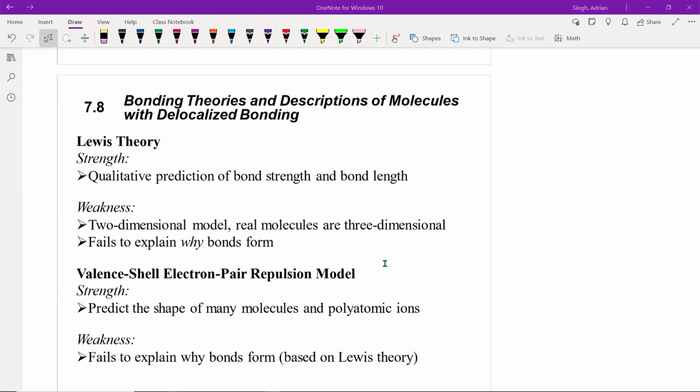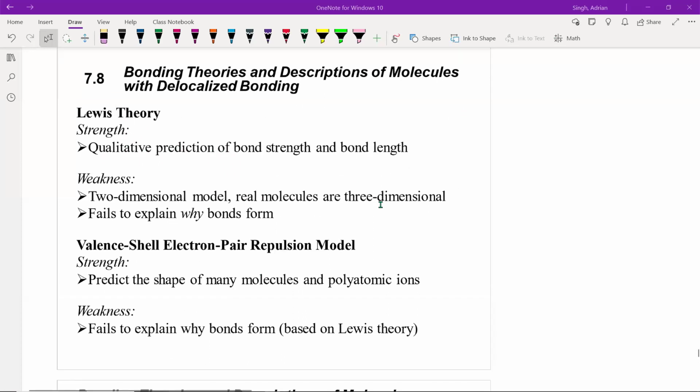For instance, the Lewis theory's strength is that we're able to qualitatively predict bond strength and bond length. Again, this is just a qualitative prediction. It's not like there are any numbers associated with it. We can just compare things. Weaknesses: lots of weaknesses. It is a two-dimensional model, whereas as we've seen, real molecules have significant three-dimensional nature to them. The Lewis theory doesn't really explain why bonds form in the first place.